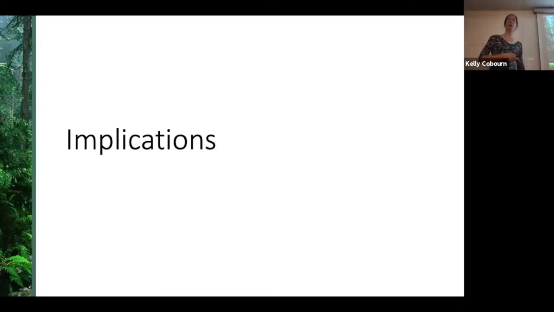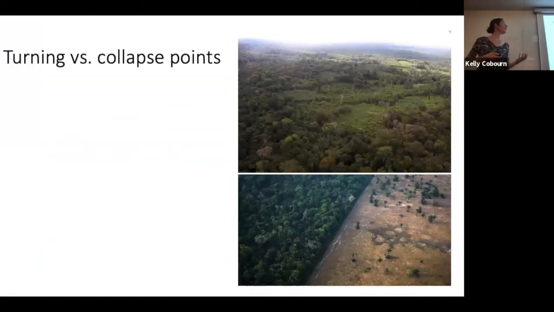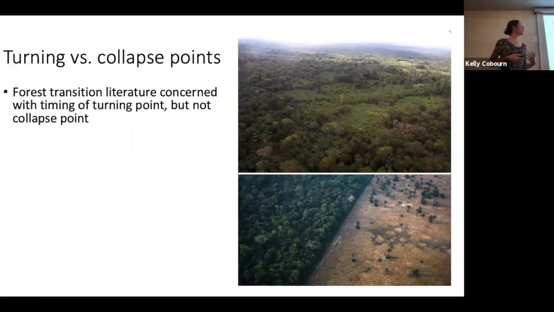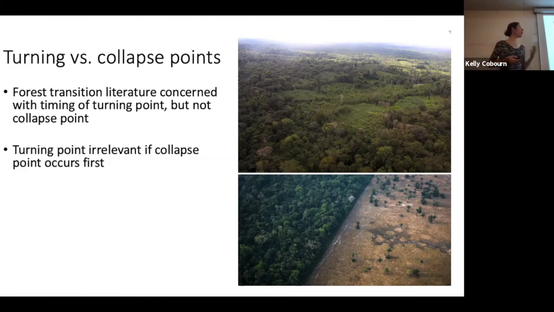These results are still a work in progress, but I think they already yield some implications that give us some insight into the system. And definitely that also raised some new questions that we intend to look at over the coming months. So in terms of implications, I think we can already see some messages emerging from the model about turning points versus collapse points in these types of systems. In particular, the forest transition literature to date has been concerned largely with the timing of the turning point, but not the collapse point. And what we're already seeing is that there are conditions under which the collapse point can precede the turning point. And so at that point, the turning point really is irrelevant because you're going to have ecological collapse occur first.